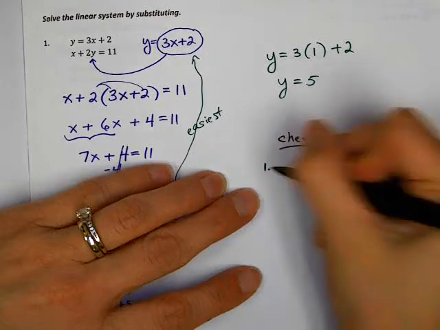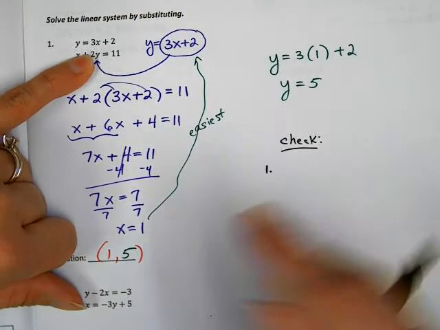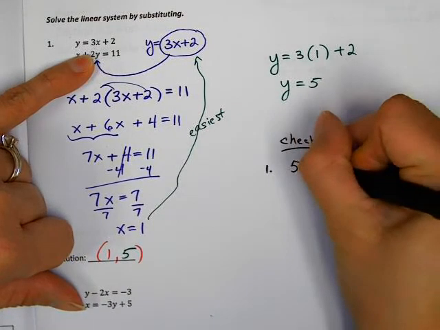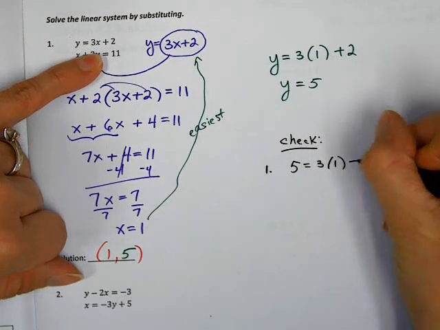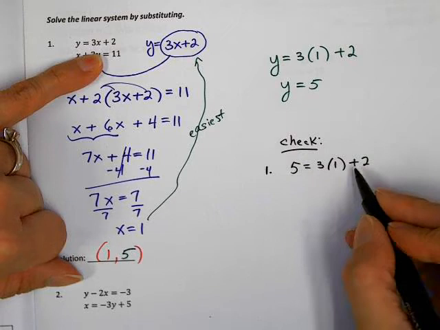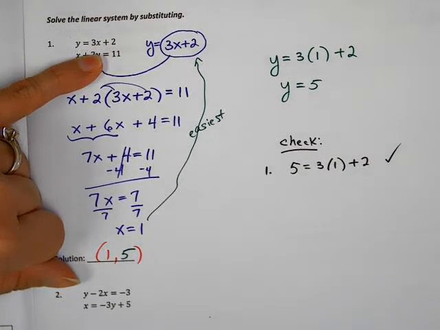Okay, so equation number 1. Give me a y number. I think the y number is 5 equals 3 times the x number, which is 1 plus 2. Is this true? Does this come out to be 5 equals 5? Yes, it does. Check.